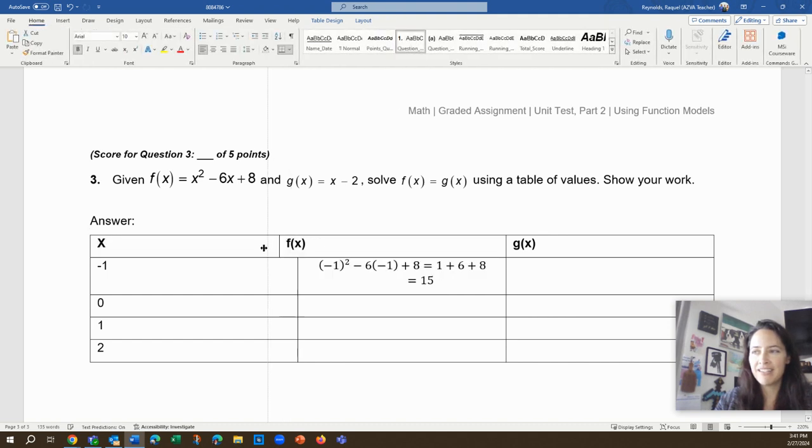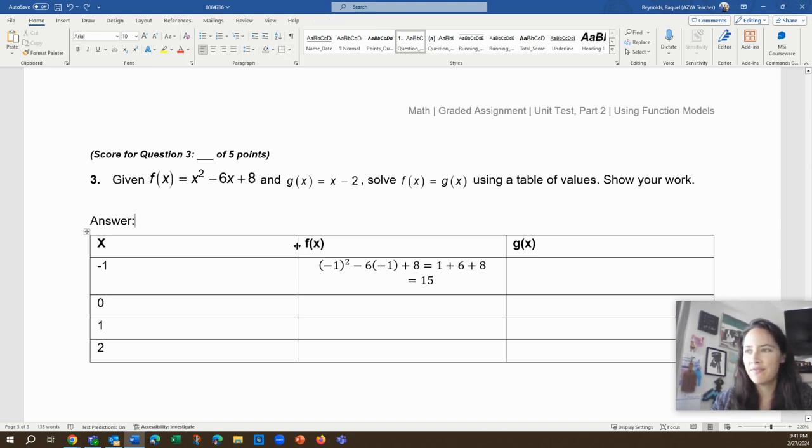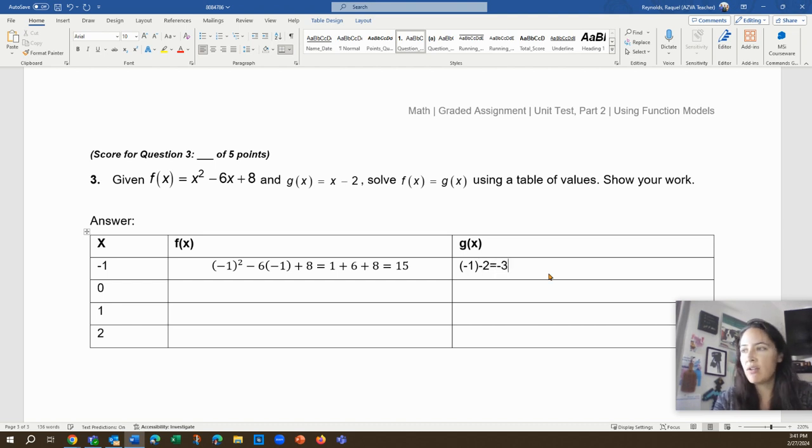I'm just formatting. Sorry, you guys can... So we have more space. I'm trying just to grab just the bar. That should be fine. Okay, so then I'm going to do the same thing for g of x. We're just going to do -1 minus 2. That's just equal to -3. Okay, they're not equal. Let's go to 0.